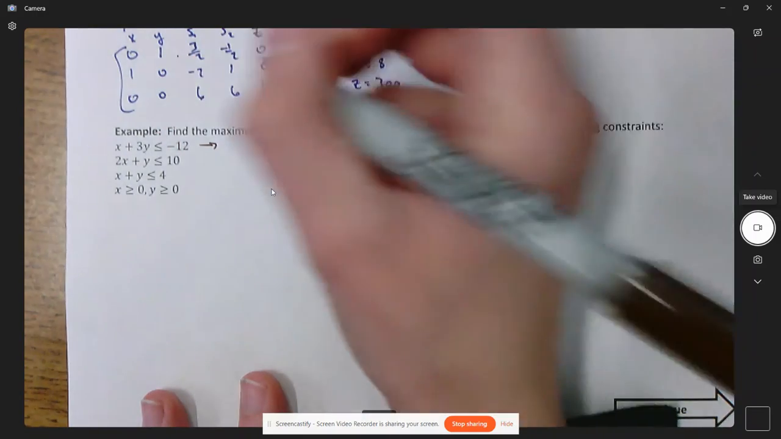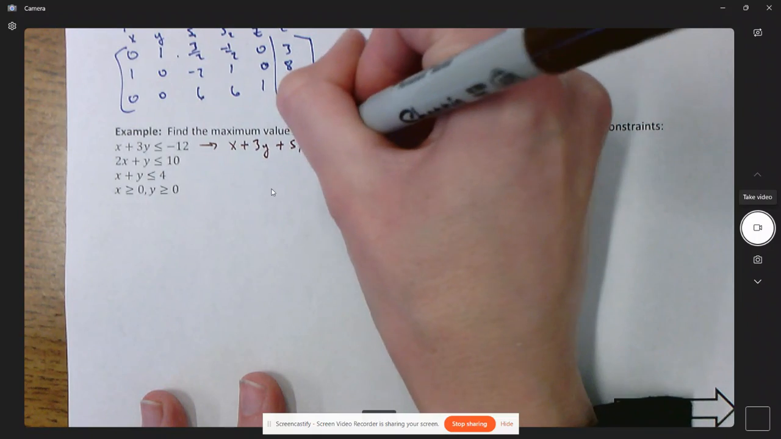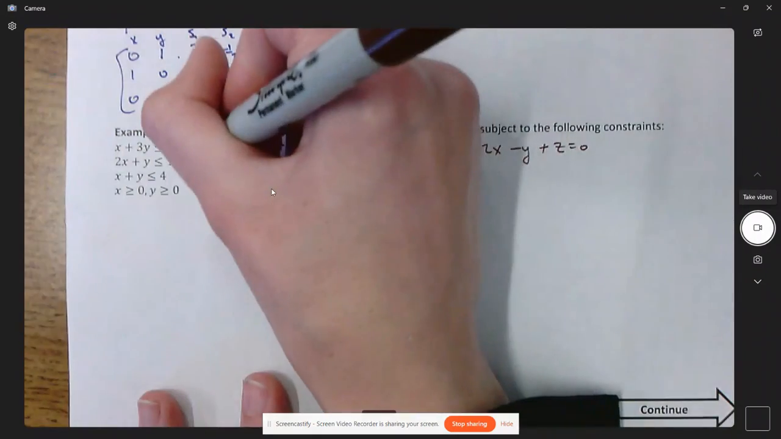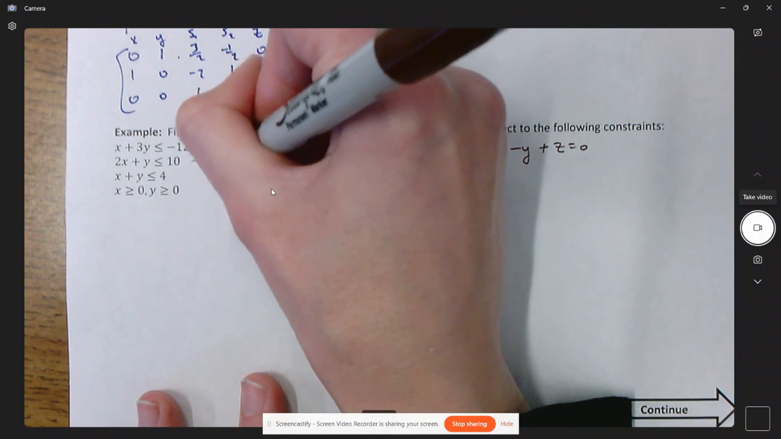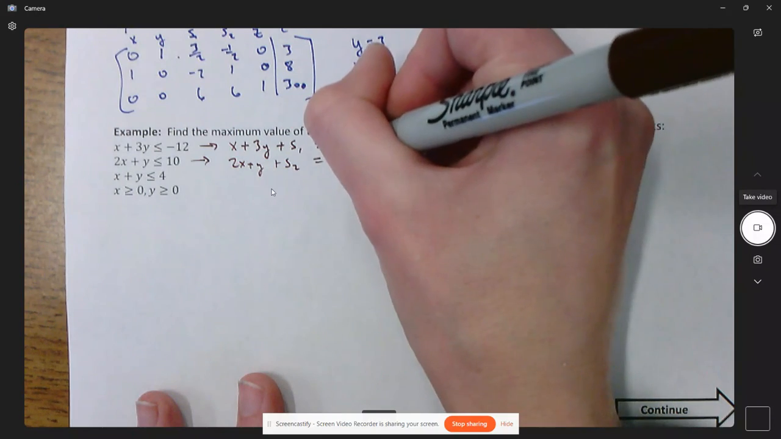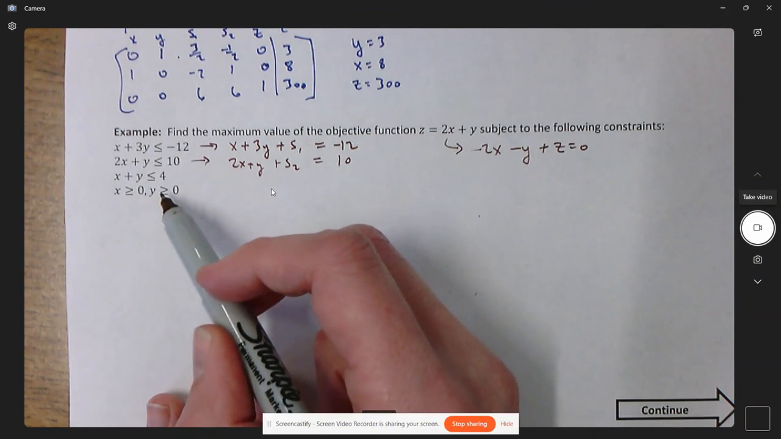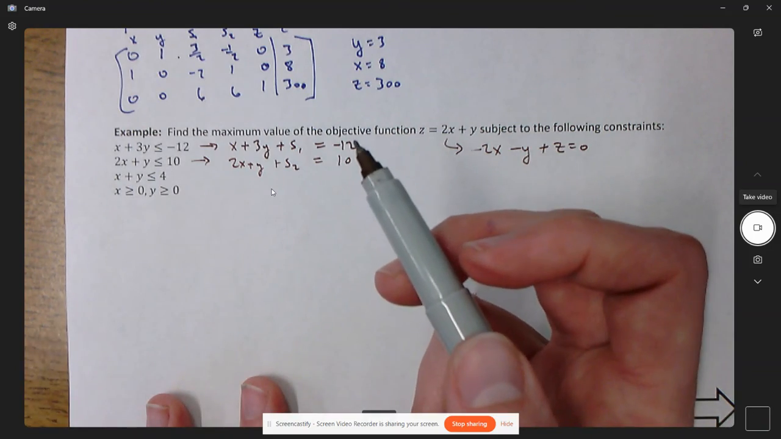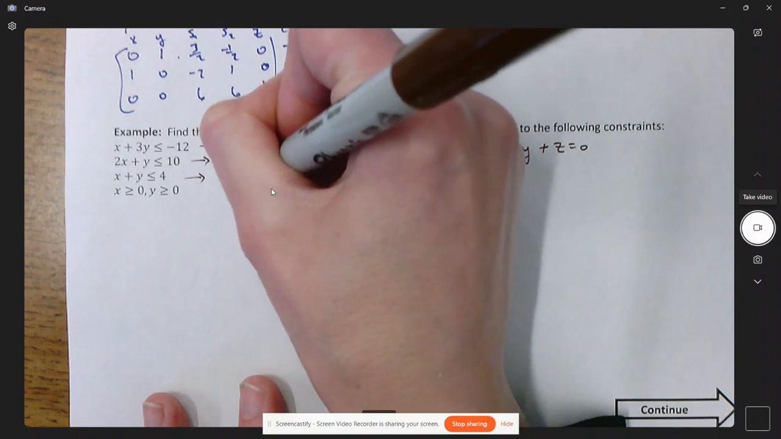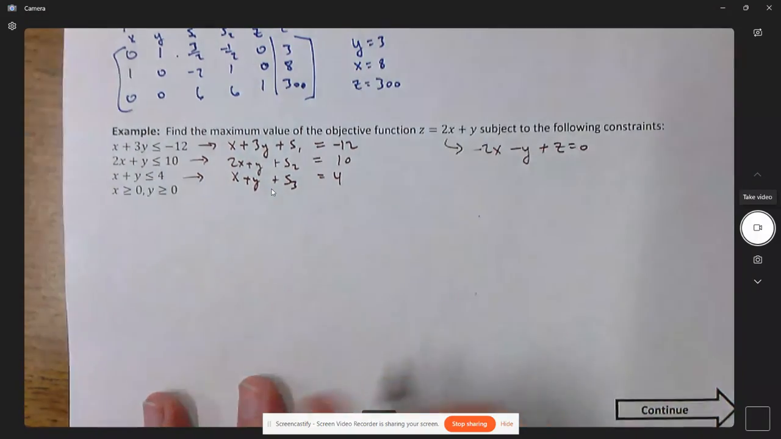This guy, I'm going to add a slack variable. So it'll be x plus 3y plus my slack variable now makes it equal -12. This guy, when I add my slack variable, 2x plus y plus slack variable 2 now equals 10. And for this particular problem, we actually have a third equation. So I'm going to need a third slack variable. I can't use the same slack variables as either of the other two. So this one's going to be x plus y plus slack variable 3 equals 4.